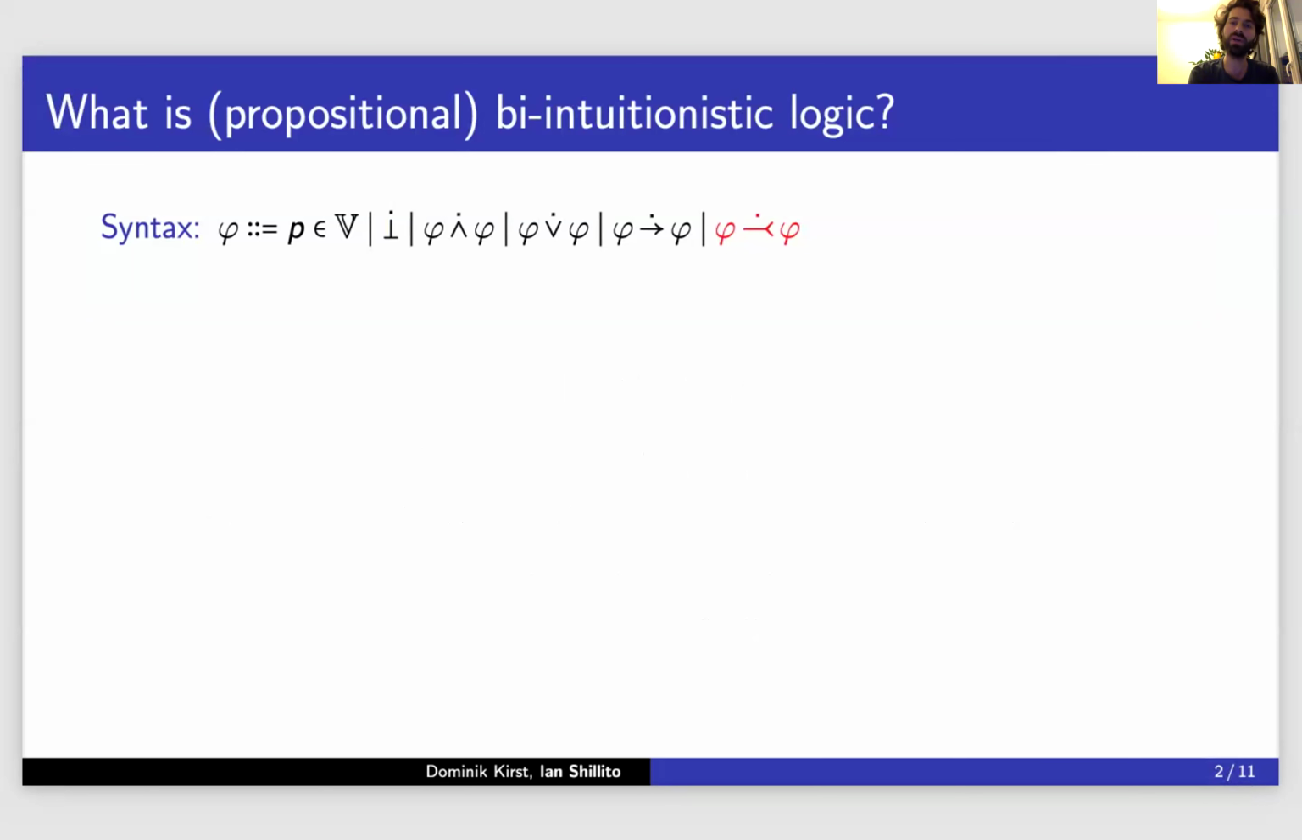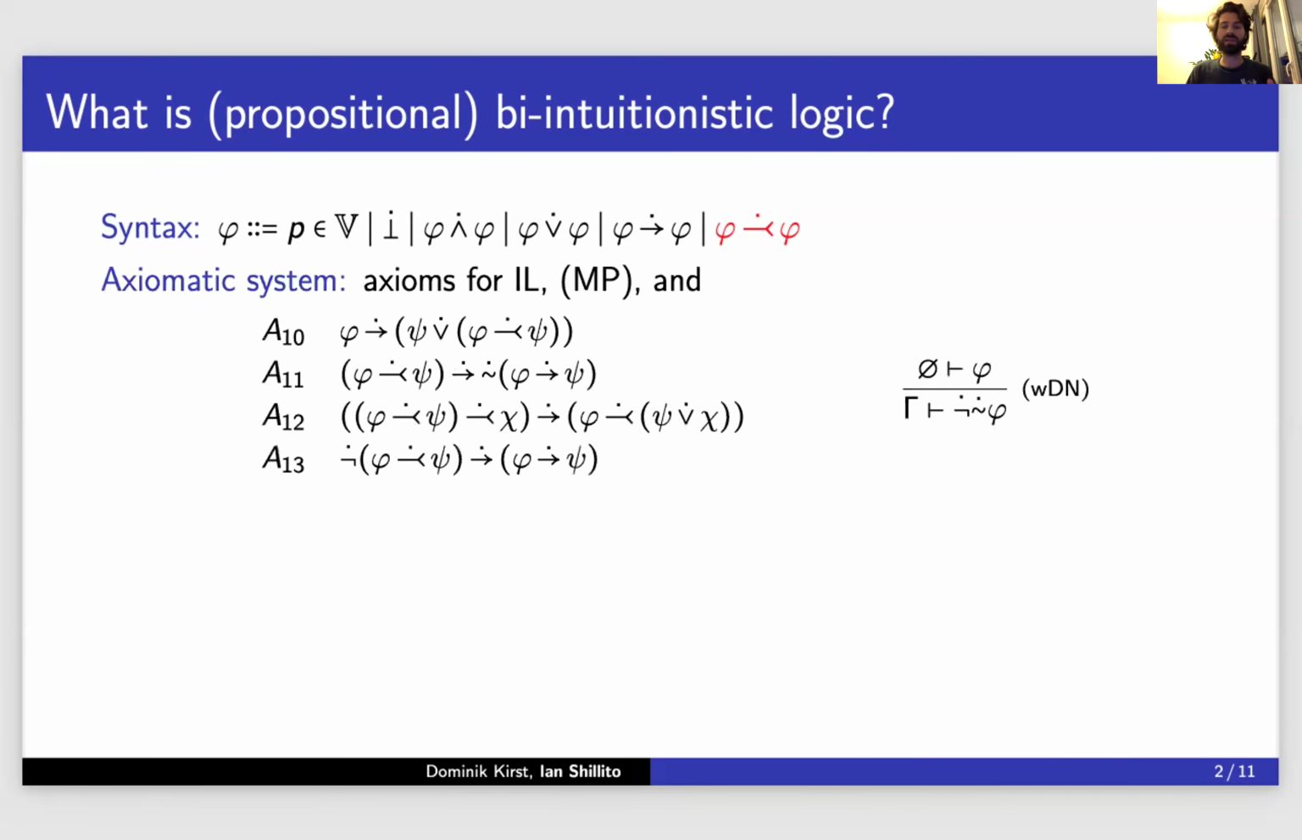As you may already know, BiInt in a propositional case is just an extension of intuitionistic logic with this binary operator that's called exclusion, which is in red here, and that is dual to the implication. And so you're meant to read it as phi excludes psi, with the psi on the right of it here. That's what you extend the language of intuitionistic logic with. So that's from the syntactic side of things.